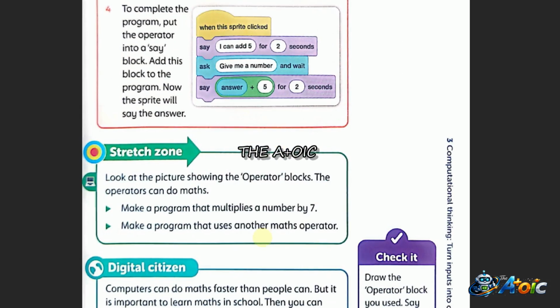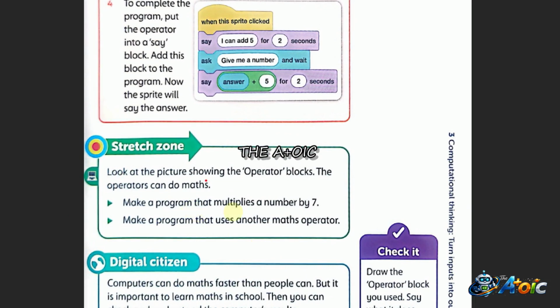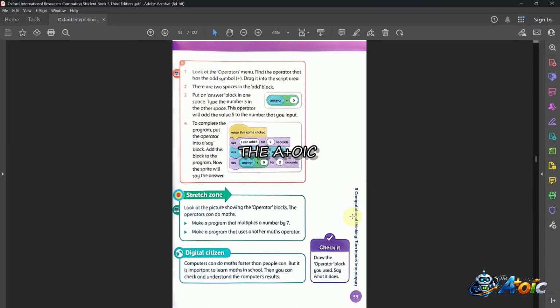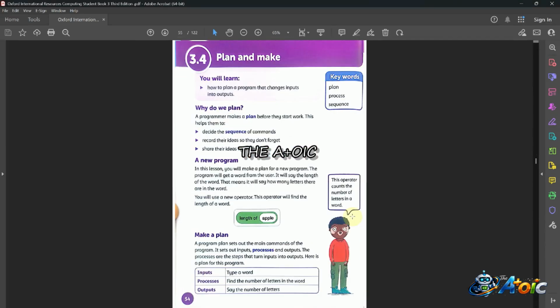But there is a stretch zone here. This one says look at the picture showing the operator blocks. The operators can do math, right? Make a program that multiplies a number by 7, and then make a program that uses another math operator. So multiplies by 7, you know what to do. You have to use the multiplication block, right? And then we'll put 7 there, and you still use your answer, right? And then you make a program that uses another math operator. So you can use the subtraction block, you can use the division block, and it goes on and on. Okay, so let's move on to 3.4.